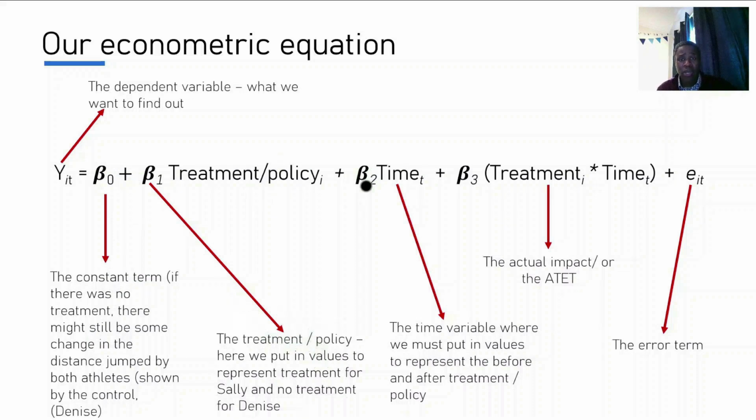We'll have a look at that later. We've got a time variable here, and we need to put in values again, 0 or 1, they're called dummy variables. And the actual impact, ATET, which I talked about earlier, is the treatment multiplied by the time. And this is the actual impact of Sally's training program. E_it here is the error term. The lower the error term, the better our model is. And we're happy that the numerical values we observe are the ones that we can rely on.